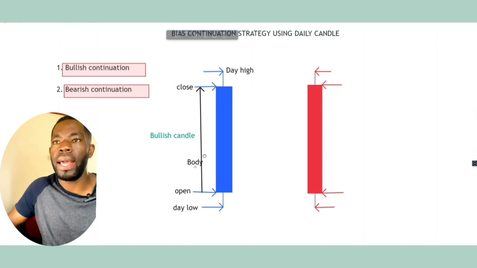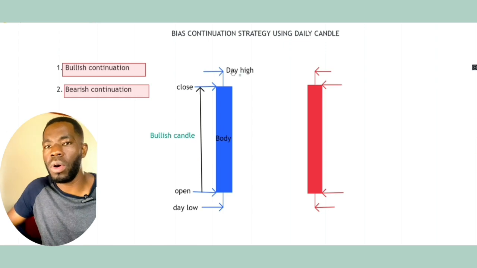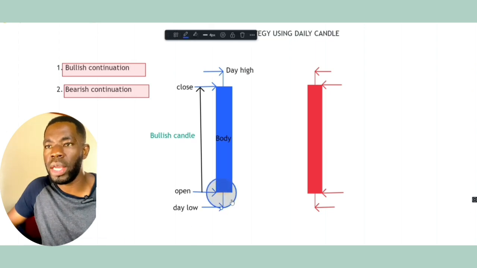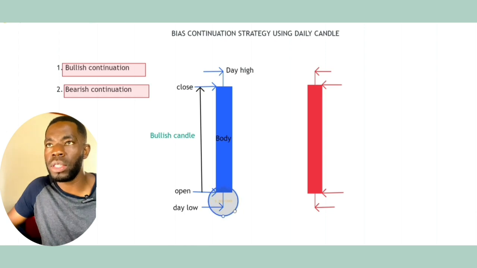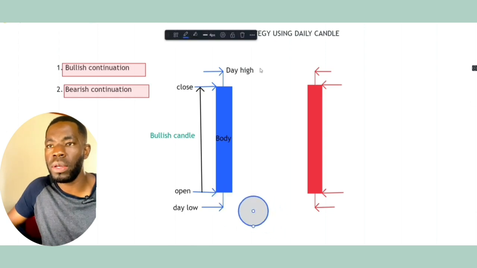And this is the lower tip or the lower wick. It's called a wick. This protrusion you see down here is called a wick. I'll just mark it out there. This is the wick, this is a lower wick.